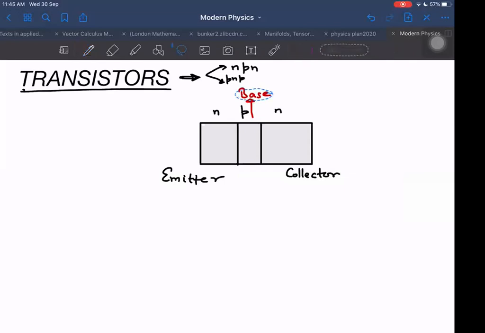Middle one is very thin as compared to the other two. Not in the diagram you see; the diagram I may not be drawing properly, but it is much thinner as compared to the other two. And emitter and collector are larger, and emitter is nearly equal to collector in size, but still collector is slightly greater in size as compared to emitter.